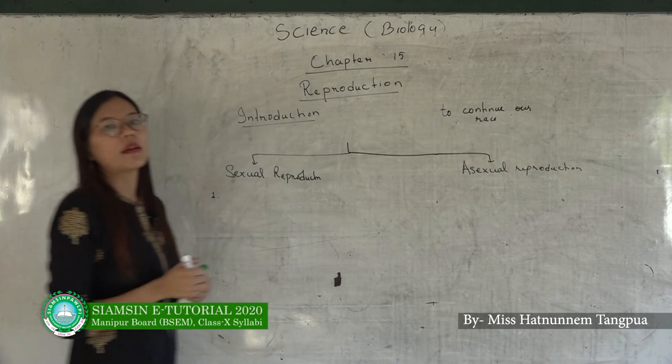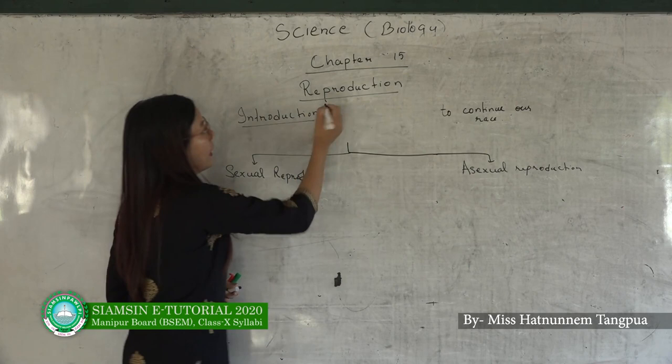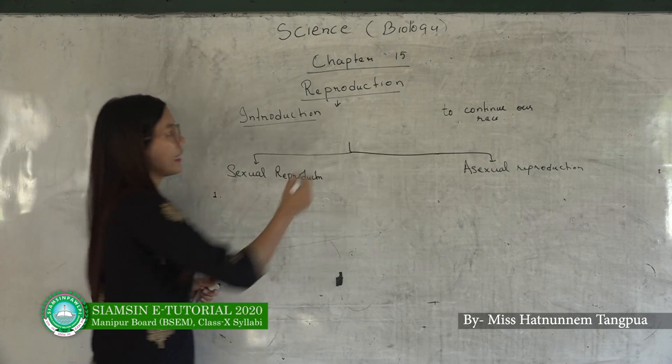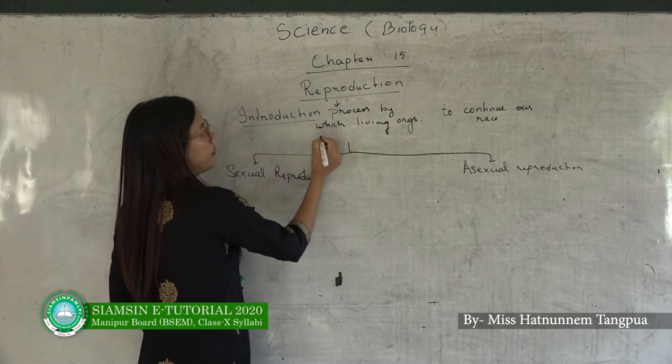What do you understand by reproduction? Define reproduction. It is a process by which living organisms produce new individuals of their kind.